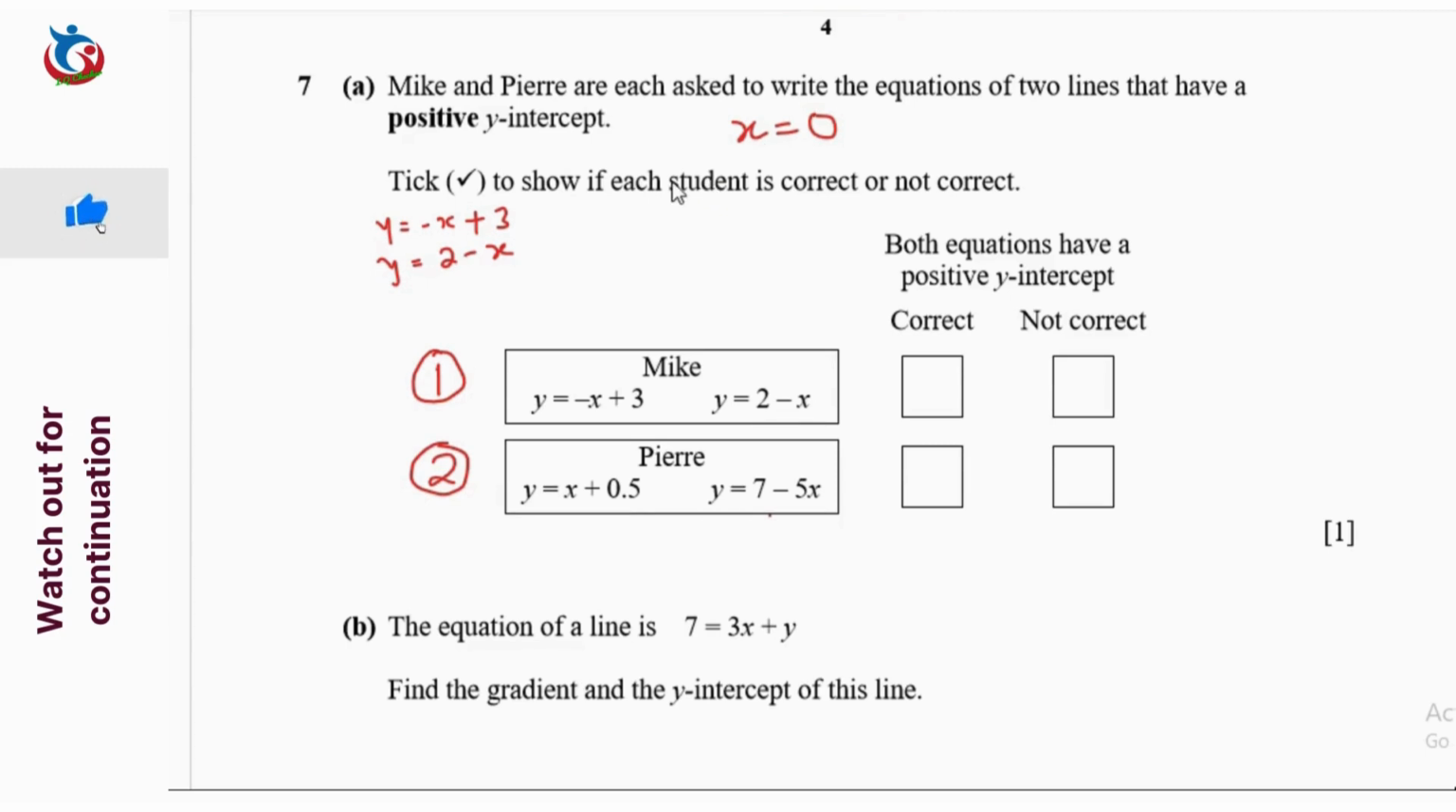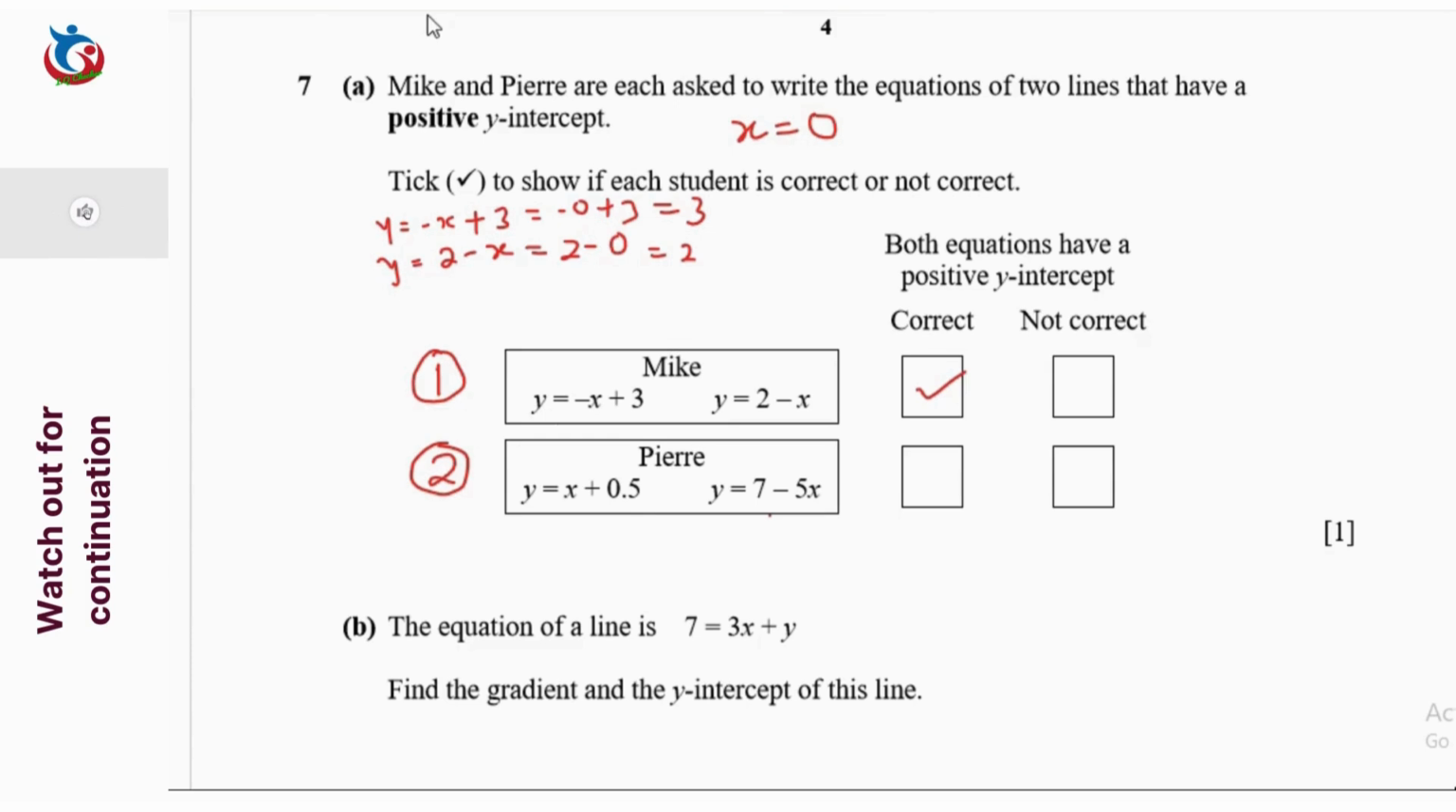So we now substitute 0 for x in these two equations. For the first equation, we have minus 0 plus 3, and that will give us 3. In the second equation, we have 2 minus 0. Remember, we're substituting 0 for x. So 2 minus 0 will give you 2. These two values are positive, so we have a positive y-intercept. So Mike is correct.